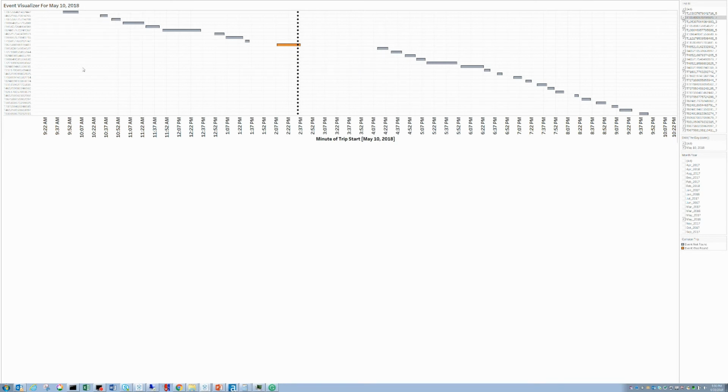So of all of these records that I have here, only one of them contained the event at 2:34. That's the objective of this entire article.